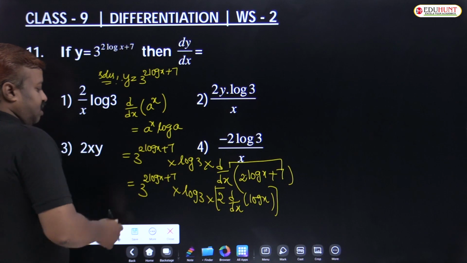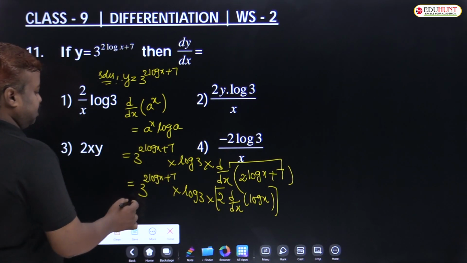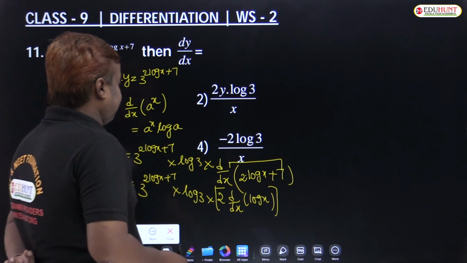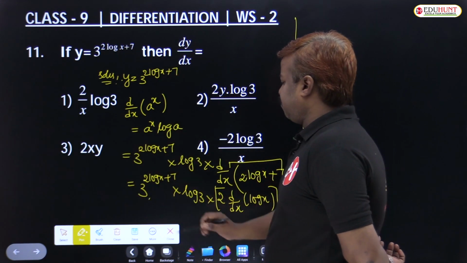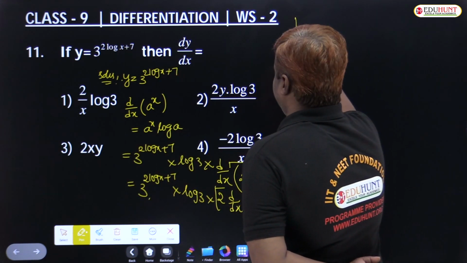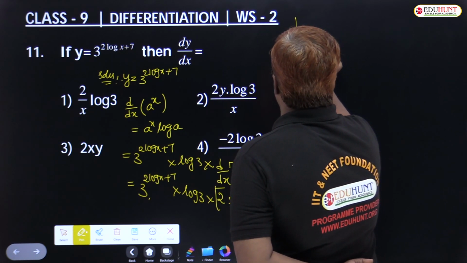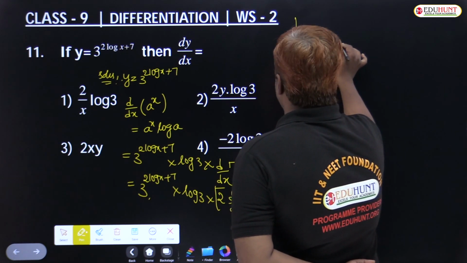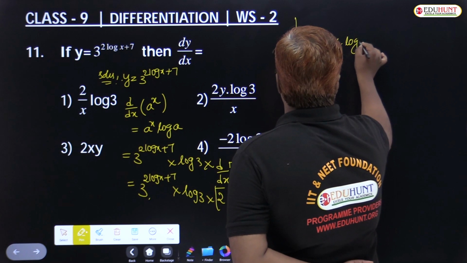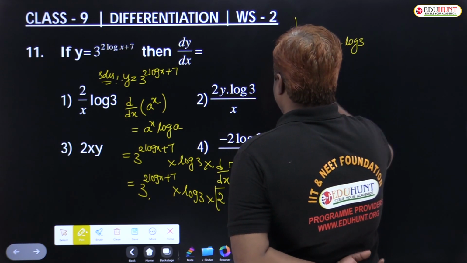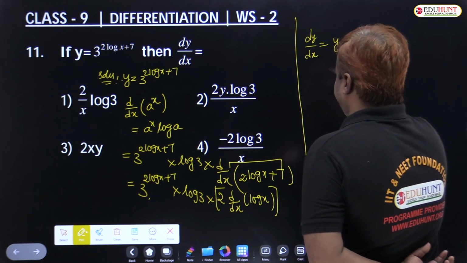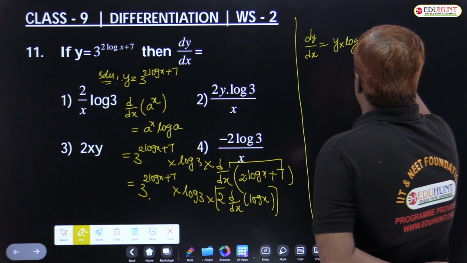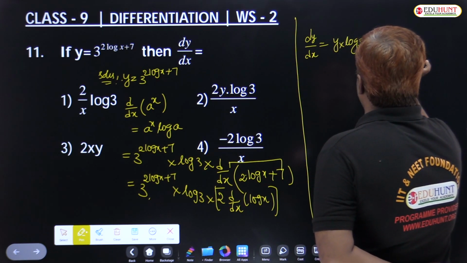So now you can write as usual, this is y. Actually, what is the first value, children? Here this is the value of y. So dy/dx is equal to y into log 3 into 2 into d/dx of log x, 2 into the derivative of log x. The derivative of log x means what? 1 by x.